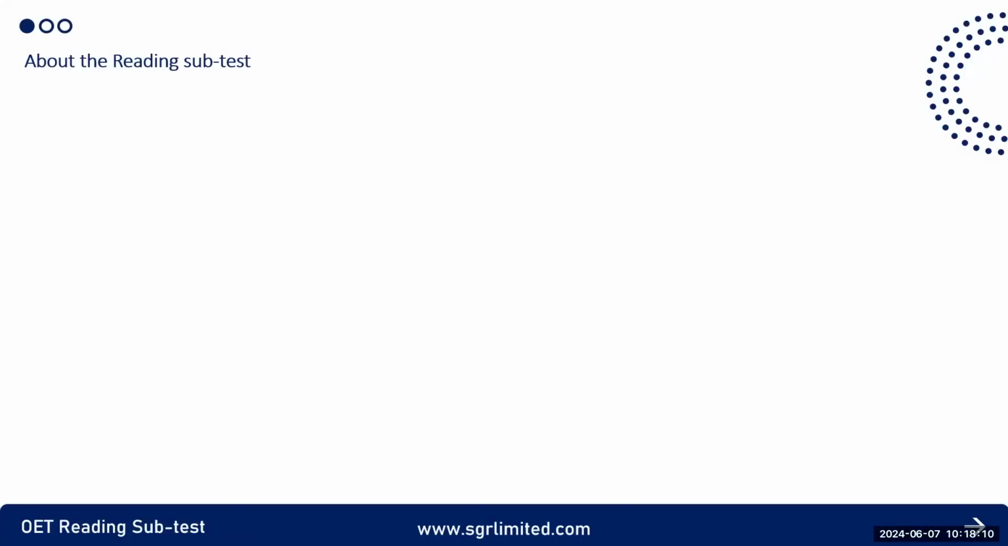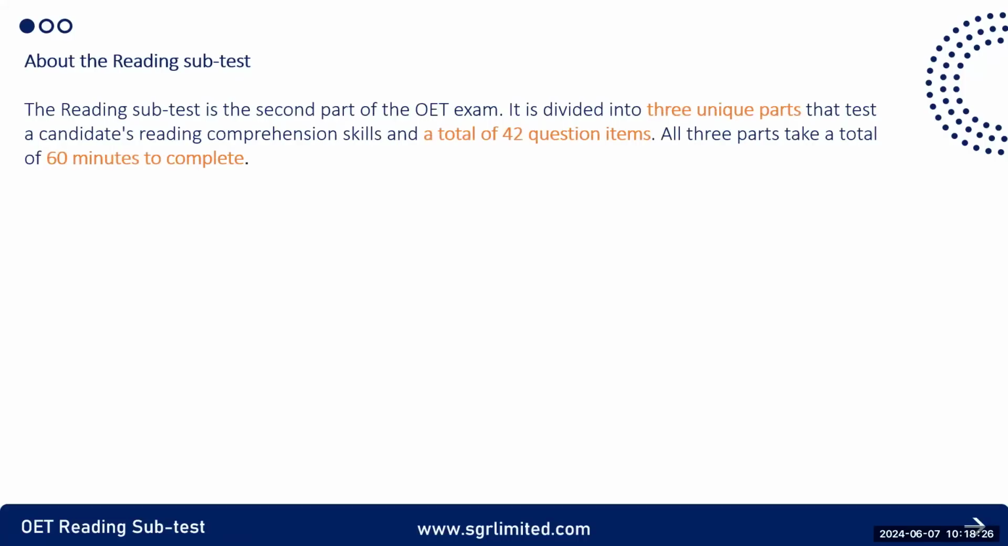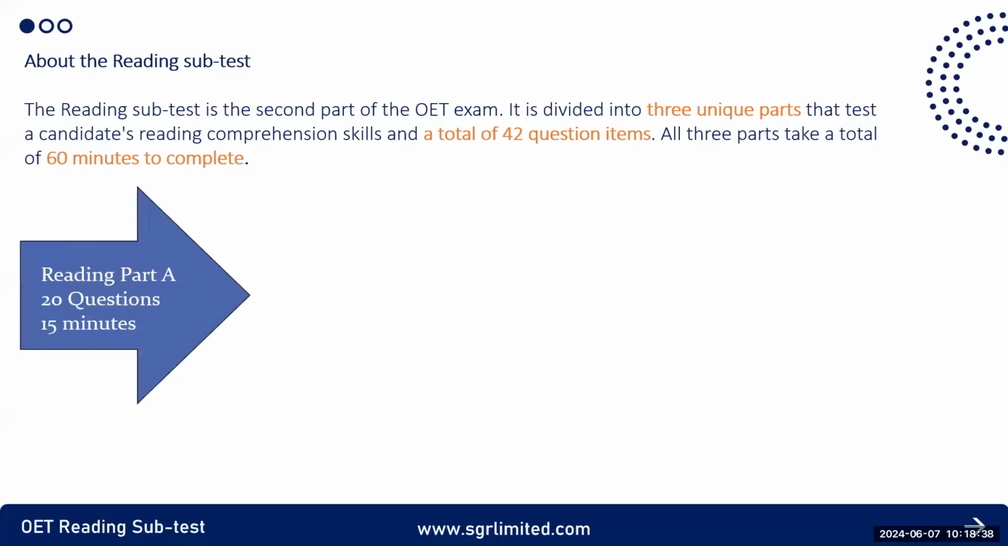The OET reading subtest is the second test of the day. For those who have taken the exam before, what are the three parts of OET reading? Yes, it consists of three unique parts. You have your part A, part B, and C, with a total of 42 questions to answer in 60 minutes. The first test in reading is part A. This consists of 20 questions that needs to be answered in 15 minutes.